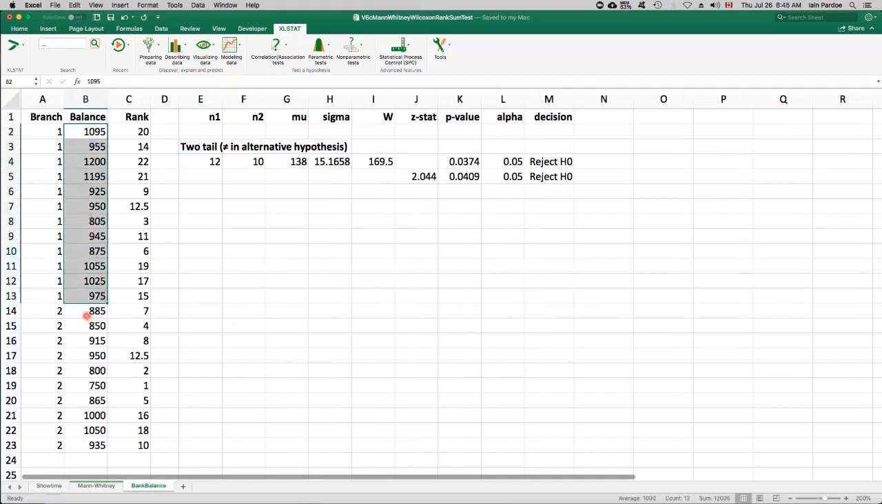And then we've got 10 customers from branch 2. And again, we've figured out the ranks using rank.avg. And you can see here there were a couple of ties. This customer and this customer both had $950 as their bank balance, and they've been assigned the average of their ranks.